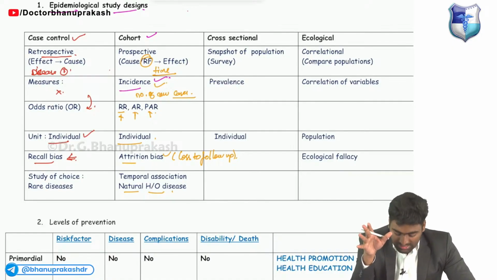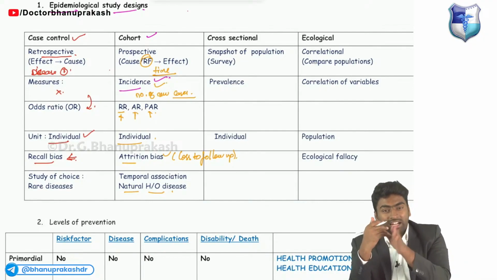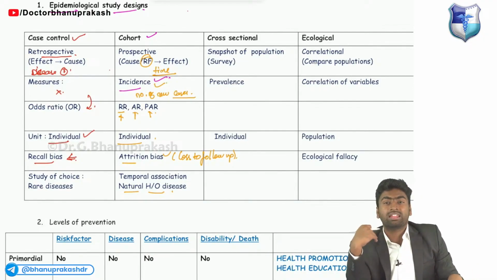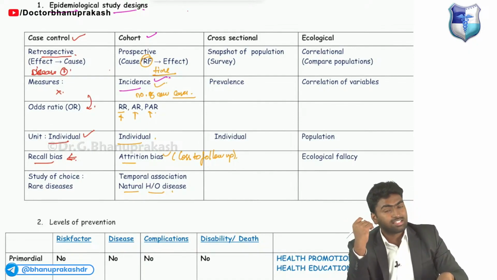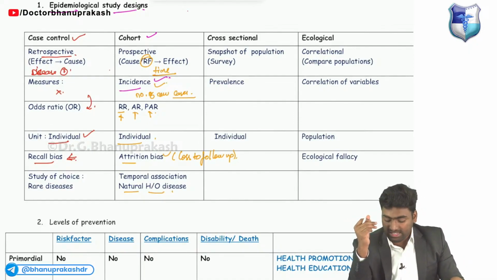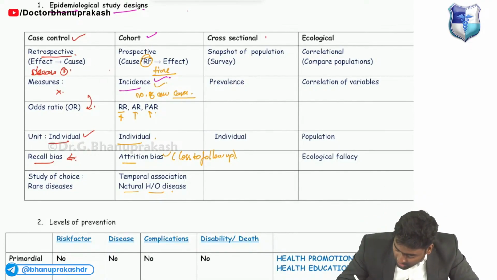So recall bias you will see in case control studies. This is usually done in backward direction, and especially for rare diseases. Okay, for example, rare pancreatic cancer. So in such cases, you will use this case control study. And next is the cross-sectional study.